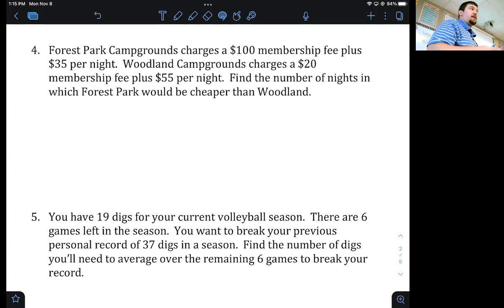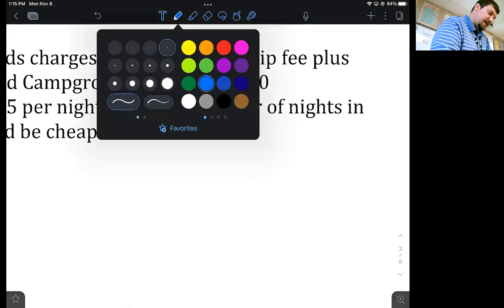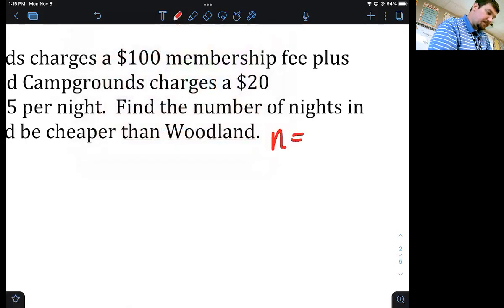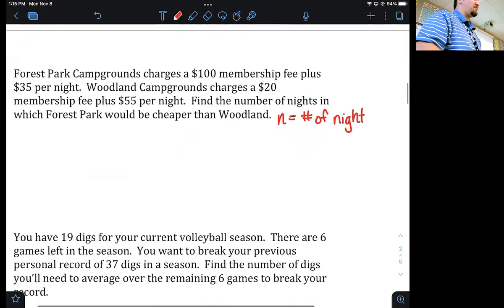So let's use maybe, I don't know, N for nights. N equals number of nights. This is with a NIGHT, not KN. These aren't like Knights of the Round Table. Although that would make this problem a lot more interesting.